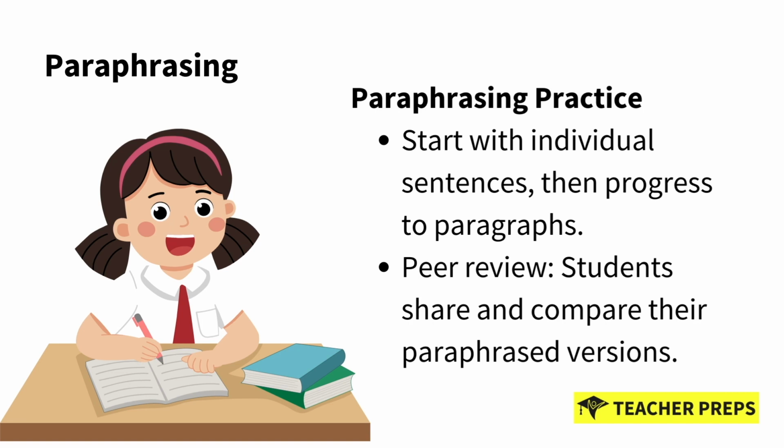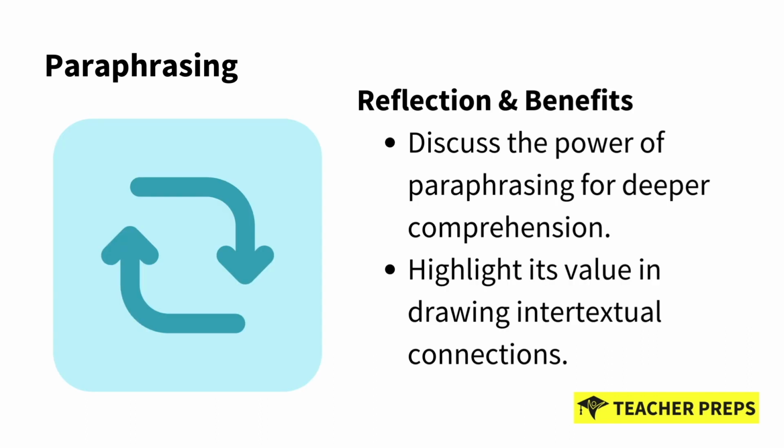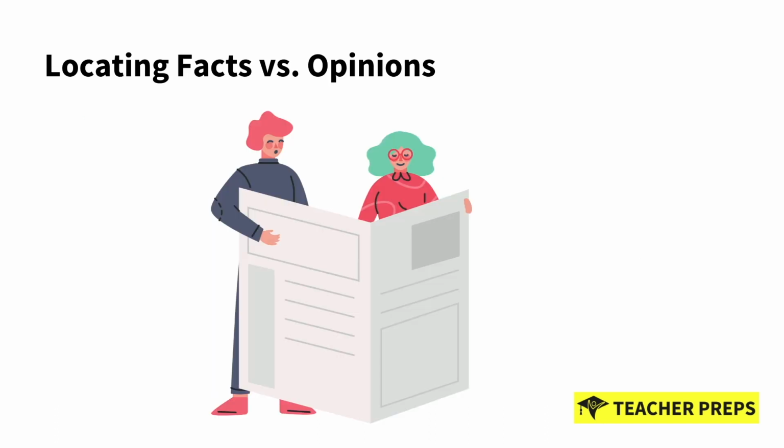Then, like teaching summarizing, the activity here can be another jigsaw activity. In this case, you'd want to divide students into groups and assign different texts. Each group paraphrases sections, and then they share it in large group class. The class connects the themes based on the paraphrased content. And once again, end with reflection and benefits by discussing the power of paraphrasing for deeper comprehension. And don't forget to highlight its value in drawing connections. Now, let's move on to the next section.